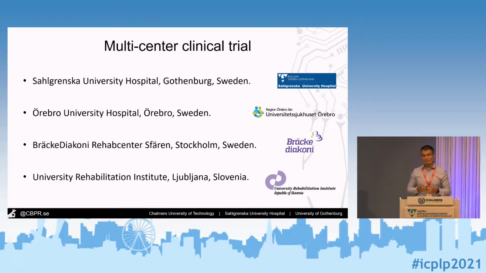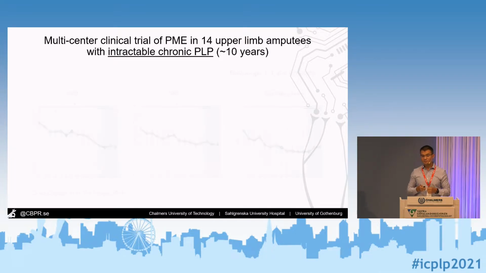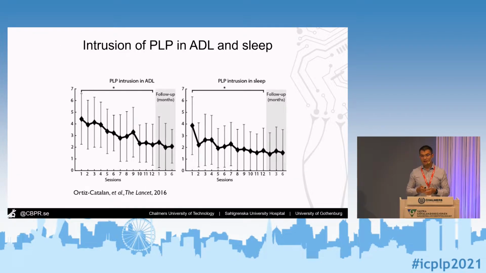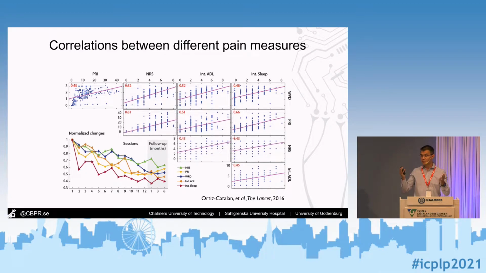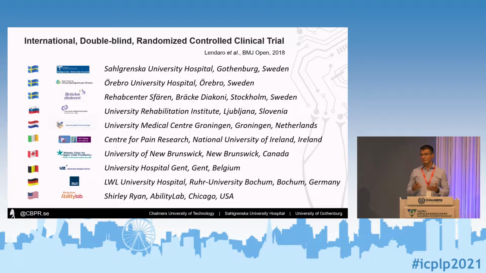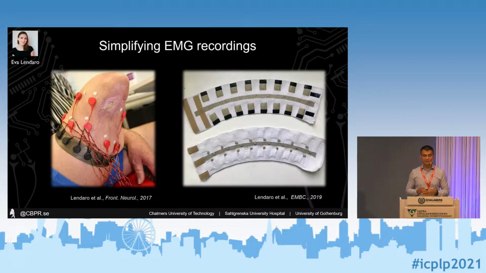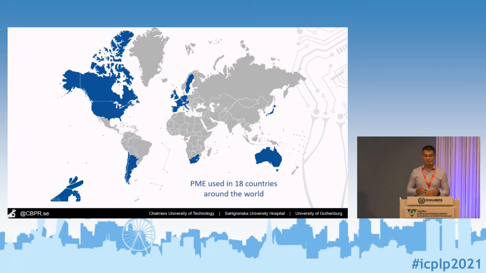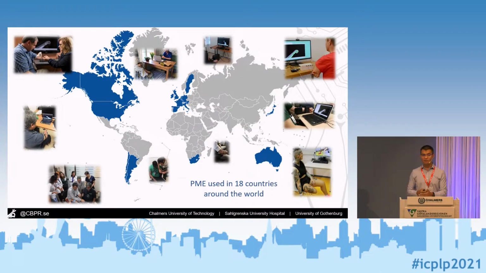From there, we did a multi-center clinical trial in 14 upper limb amputees. As I reported before, we found about a 50% reduction that lasted for about 6 months, and we saw a reduction in intrusion on activities of daily living and sleep, and there's a correlation between all these metrics. So we measure pain in different ways. And now we're doing a double-blind randomized clinical trial to test the efficacy of this therapy, and we developed a few technologies to make it easier to use for lower limbs and possible to use at home, which we've shown as well. For that reason, as I said before, this treatment is used clinically around the world.